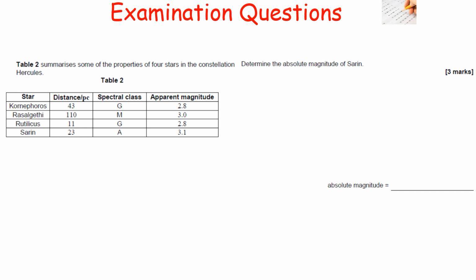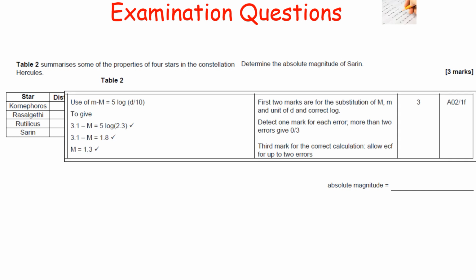Right, so how do you answer this particular question? Well, we've once again got to use our equation apparent magnitude minus absolute magnitude equals 5 times log d over 10, where d is given in parsecs. So we can say we want to work out big M, so we can say small m minus big M equals 5 log d over 10. We've got small m from the table. We know what the distance d is from the table, so we pop our values in, rearrange it, make M the subject, and we get our answer to be 1.3. So our absolute magnitude is 1.3.